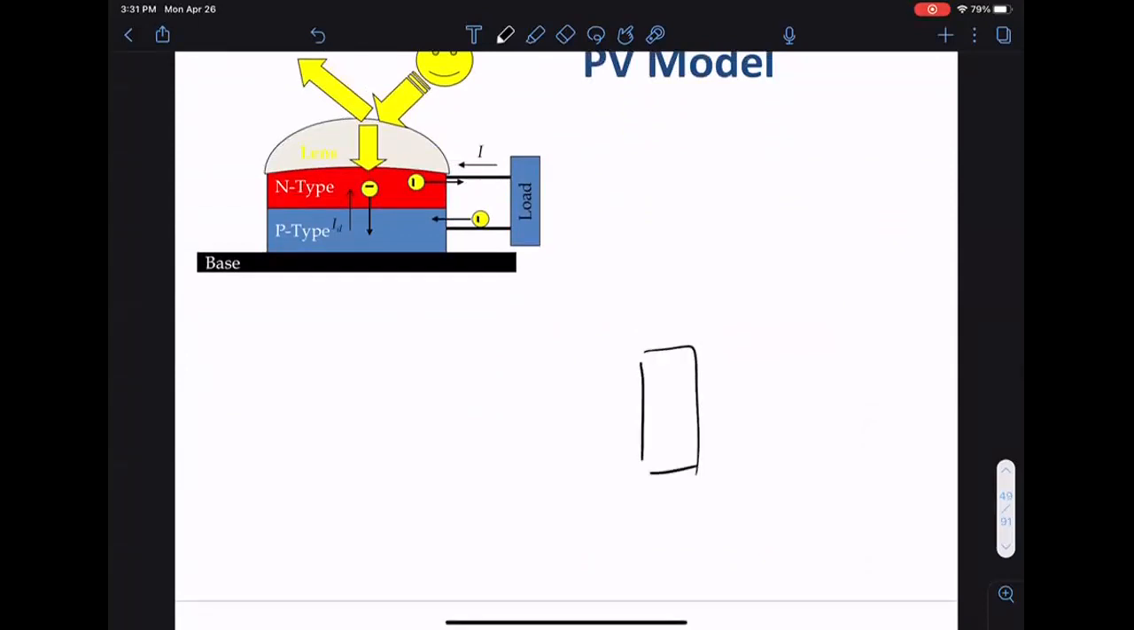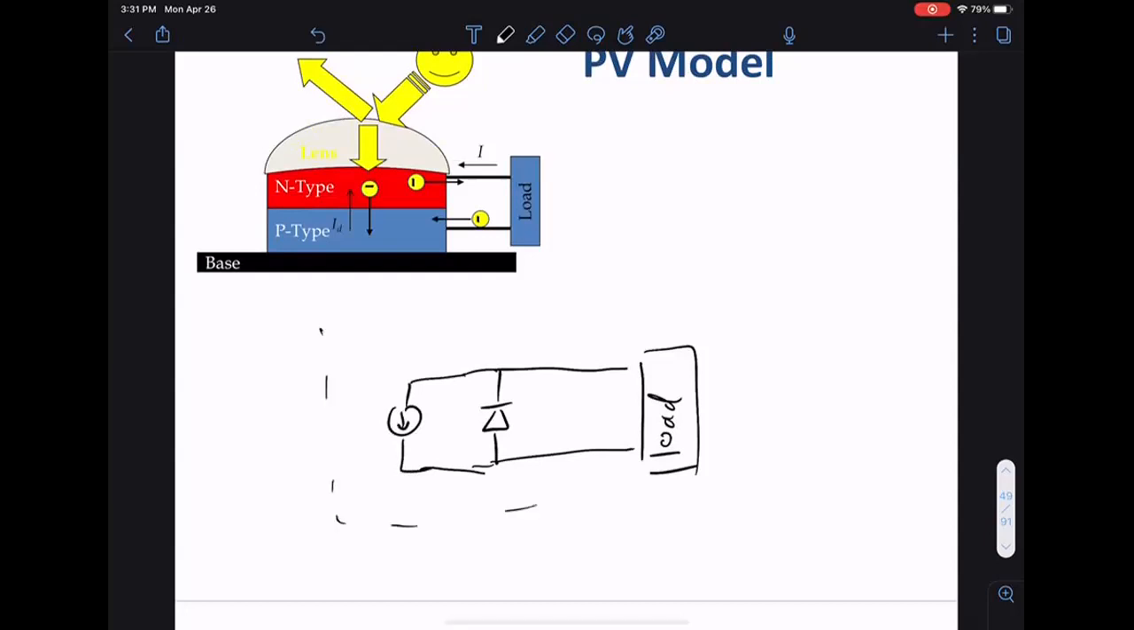So this is our load. Our diode points from P to N. So we have a PN junction, so we have a diode pointing this way. Then in our solar cell, the solar radiation excites the flow of current. So this is our current source. So we have this as now our model for our solar cell.